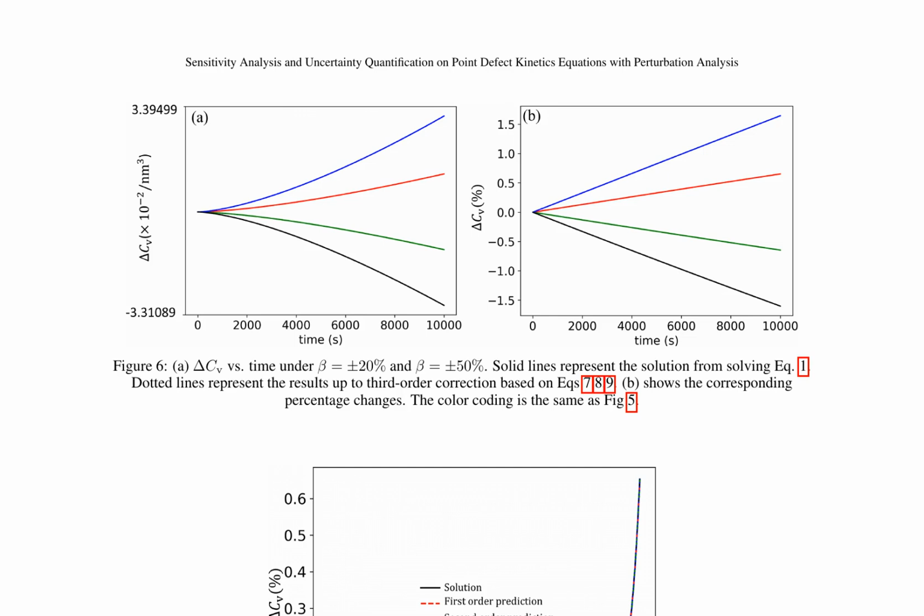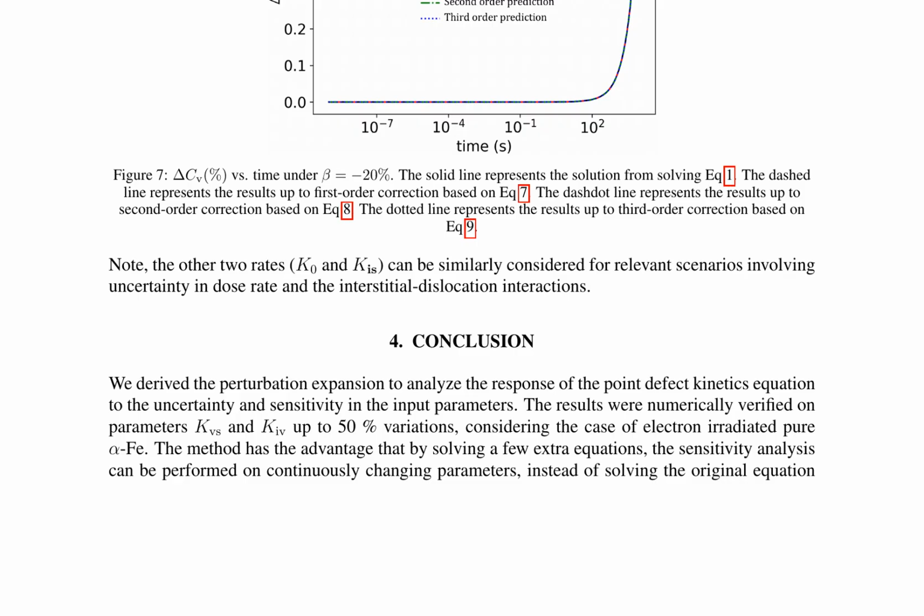The dotted lines represent the results up to third-order correction based on equations 7, 8, and 9, showcasing the percentage changes in Figure 6b. Figure 7 demonstrates the variation of increment CV, percent, with time under beta equals 20%, comparing the solutions from solving equation 1 and the results up to first-order, second-order, and third-order corrections.